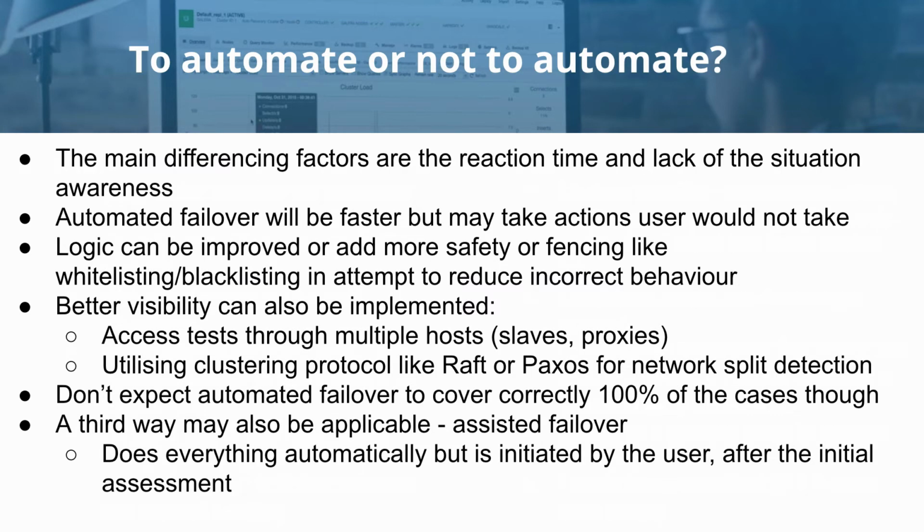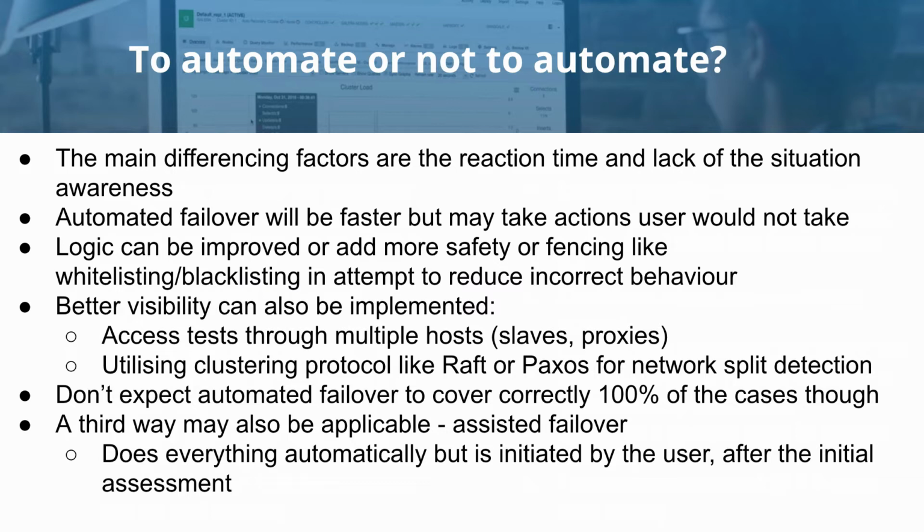In continuation of whether to automate or not, the main differentiating factors are the reaction time and lack of situational awareness. Automated failover will be faster but may take actions the user would not take. Logic can be improved or more safety or fencing added, like whitelisting or blacklisting, in an attempt to reduce incorrect behavior. Better visibility can also be implemented.